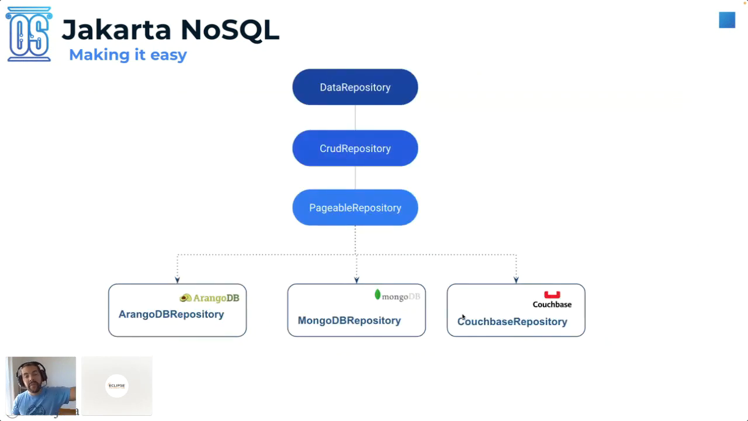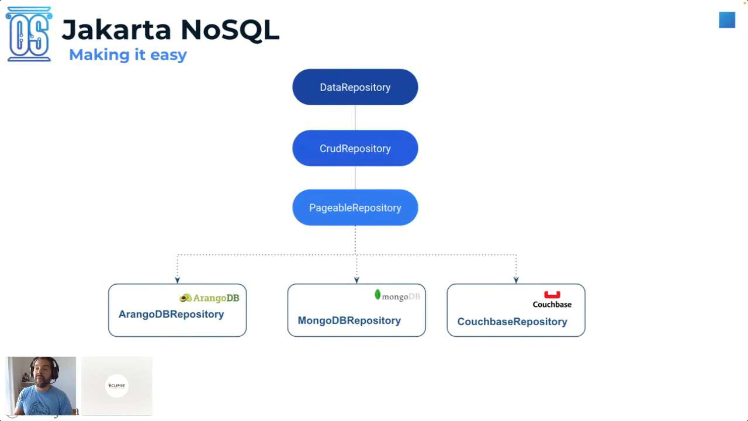And just remember, we also have a specialization here. The data repository belongs to the specification, the query repository to the basic operation, the pageable repository to the operation with pagination, and finally the specialization under the NoSQL itself. So we have our ArangoDB repository, Couchbase repository, and MongoDB repository. Why? Because if I'm going to use the ArangoDB repository, I can use Arango Query Language. I can use Nickel. I can use any specific behavior that belongs only to that database.